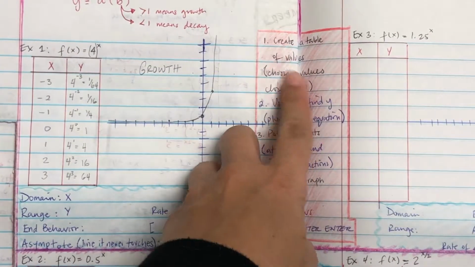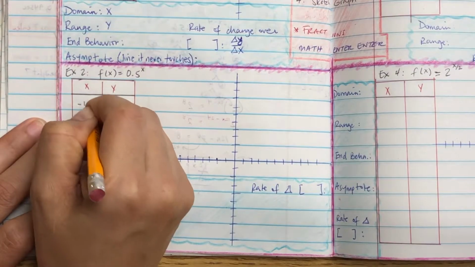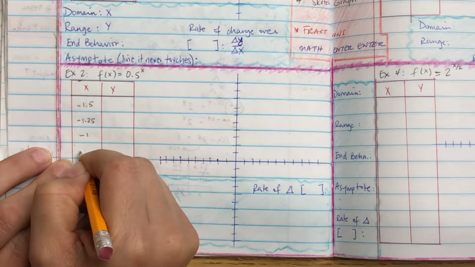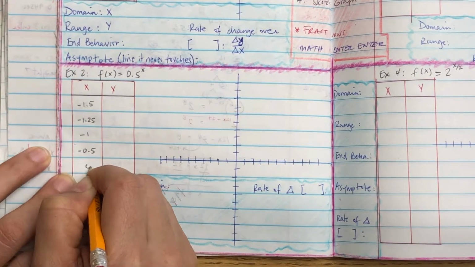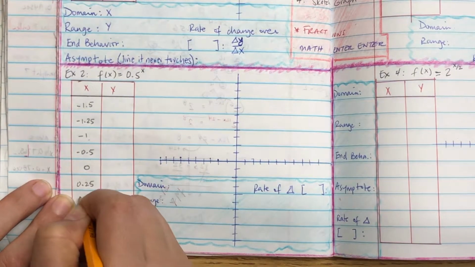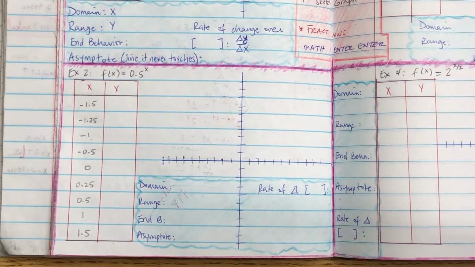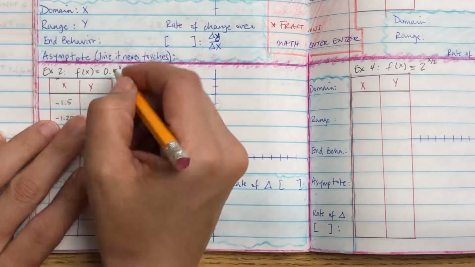Alright, so then looking at your next one, that's going to be a growth one. Again, you're making up values. So let me pick -1.5, -1.25, -1, -0.5, 0, 0.25, 0.5, 1, and 1.5. Doesn't matter what values you pick, just something close to 0, because you can see the numbers get very, very big really quickly. Alright, so then plug it in where you see x in your equation.